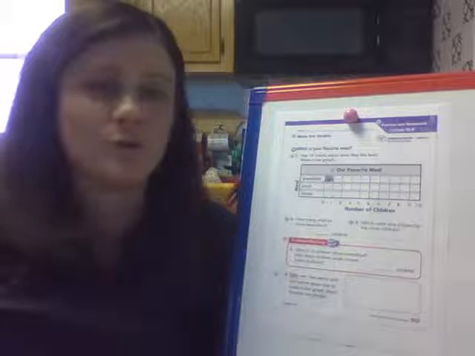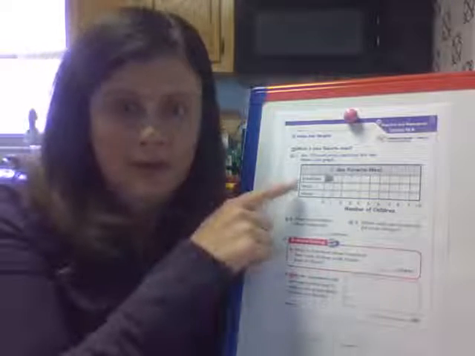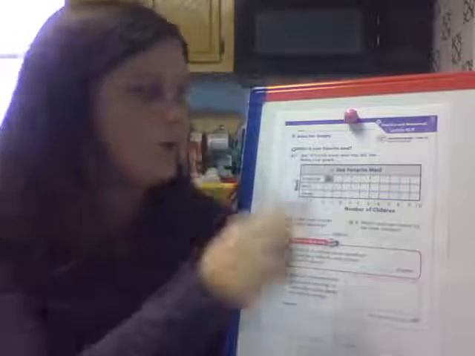Now next, we're going to do number 2. So go ahead and pause if you're not ready. For number 2, it says how many children chose breakfast? Blank children. So look at your graph, count your children, or go to the end and drop down to tell me how many children chose breakfast.